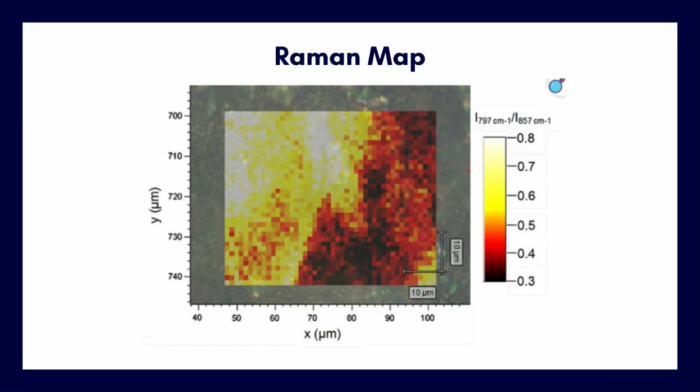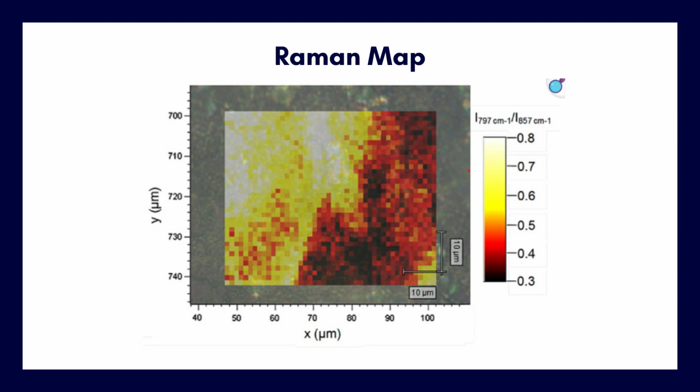This is a recent study from the National Institute of Health. Here we can see that each tiny square or pixel represents a specific spot with the x and y axes showing the position across it. At each pixel, a Raman spectrometer measures the molecular fingerprints, which, if you recall, were the vibrations of the molecules.